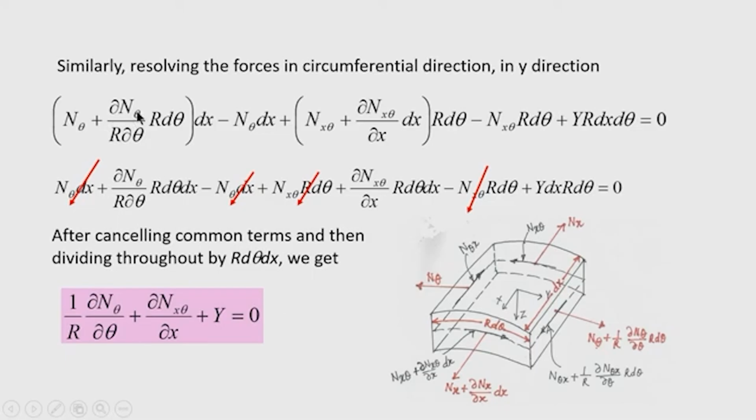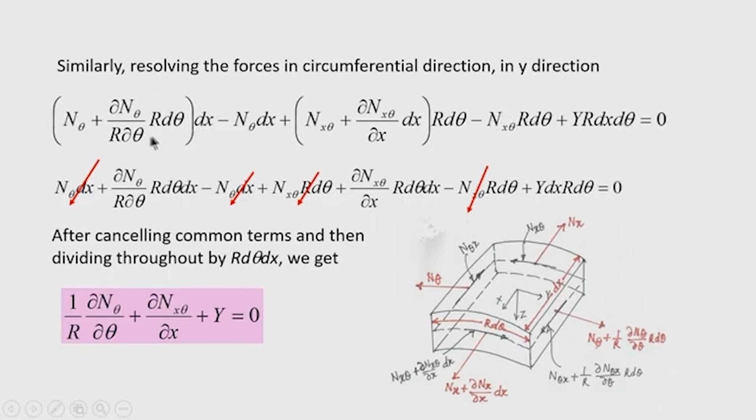One is n theta plus del n theta by r del theta into r d theta dx, that is the total force along this edge that we have taken, then minus n theta dx on this edge, because dx is the length. Similarly, n x theta plus del n x theta by del x into dx r d theta is the force in this direction along the circumferential direction, and on the opposite edge you will get n x theta r d theta, and the total load in the circumferential direction, because y is the component per unit area. So, when we multiply by the area of the element, it will be y into r dx d theta. So, we will get this equation.